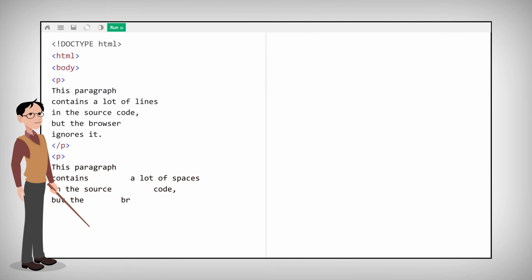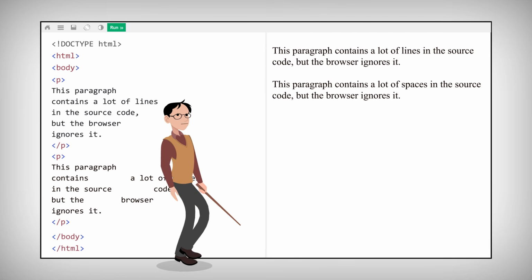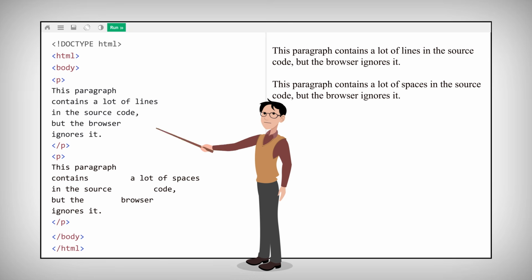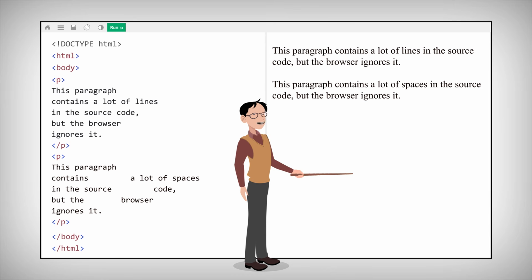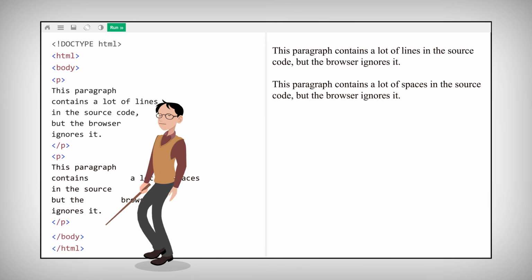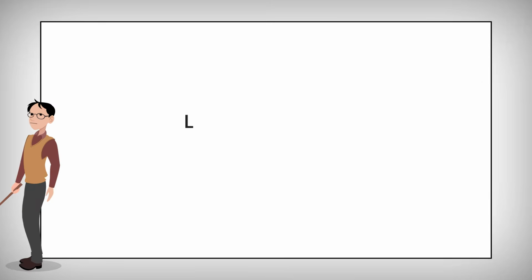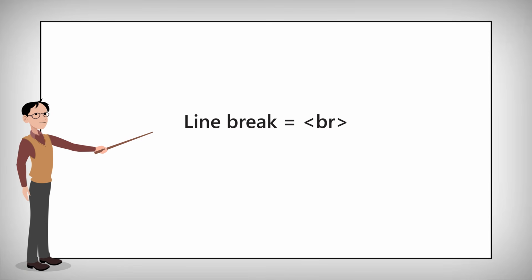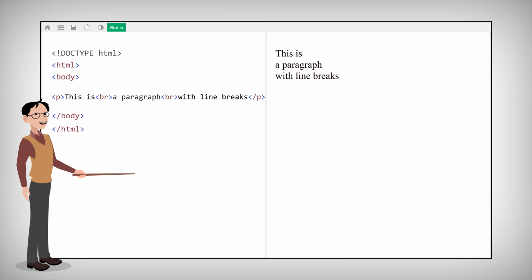With HTML, you cannot change the output by adding extra spaces or lines in the HTML code. In fact, the browser will remove any extra spaces or line breaks when the page is displayed. If you want a line break, use the HTML BR element. This breaks a line without starting an entirely new paragraph.